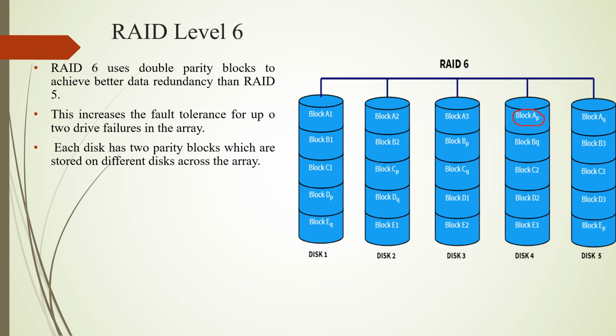Here it is called AP. The same parity information is stored on another disk. We call it AQ, which contains once again the parity information of A1, A2, and A3. Similarly, the parity information related to the different disks is distributed over the number of disks in the array.